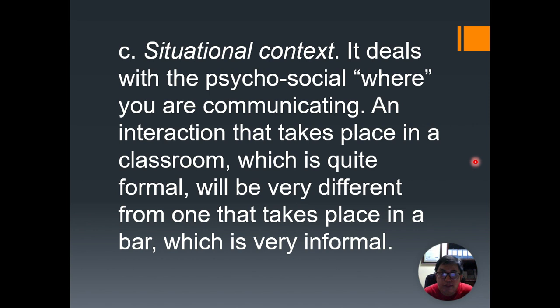Letter C, you have the situational context, which deals with the psychosocial setting where you are communicating. An interaction that takes place in a classroom, which is quite formal, will be very different from one that takes place in a bar, which is very informal. Again, it depends on where you are, as the situation implies.